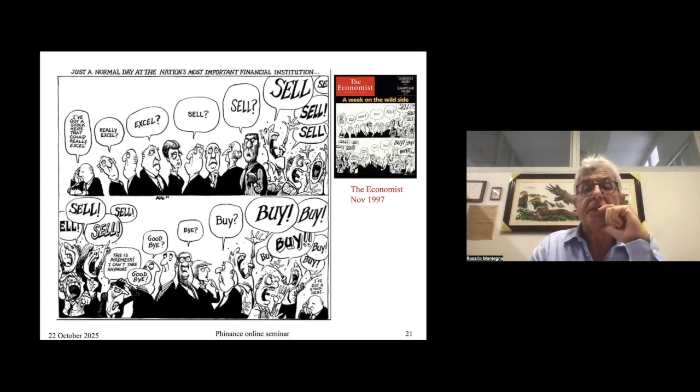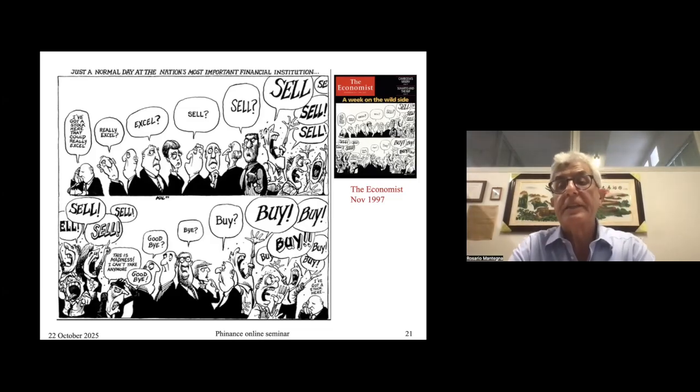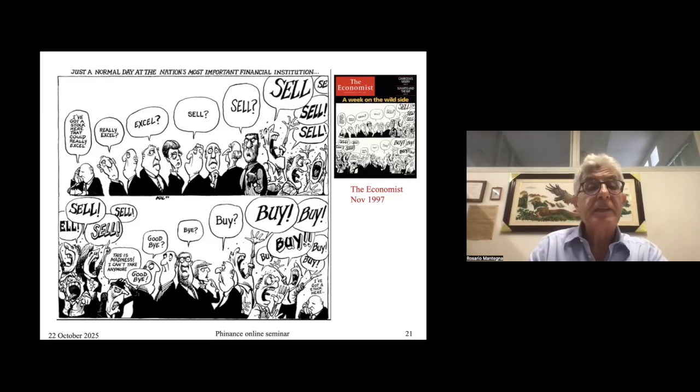This is a famous cartoon that The Economist published on its cover when there was the Asian crisis in 1997 in financial markets. And you see that sometimes you can start with something that is idiosyncratic. I've got a stock here that could excel.